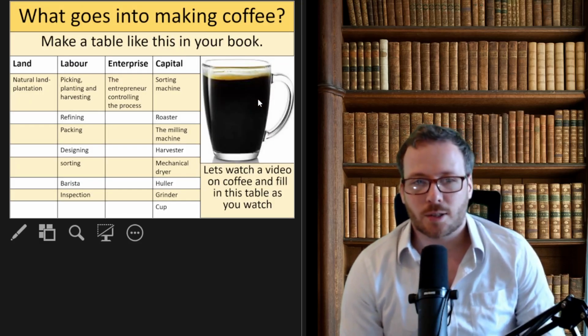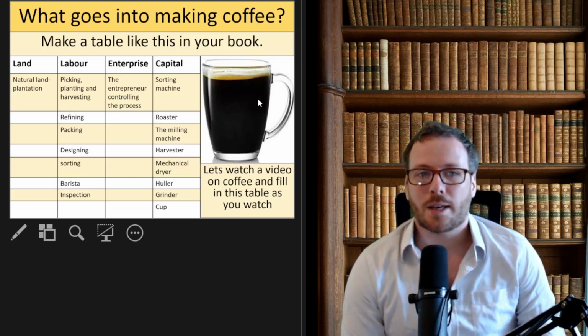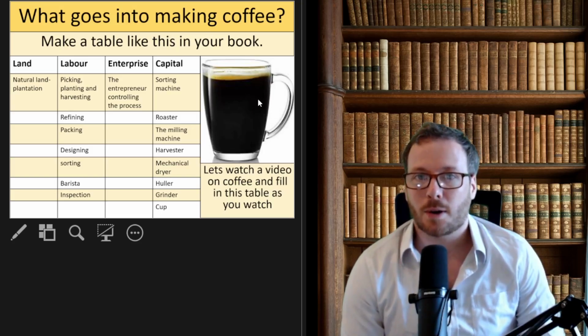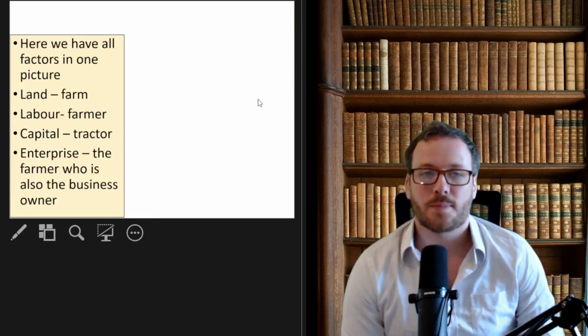So enterprise, you can see that box is very small because that will be the individual business owner, not the accountant, not the lawyer, not the doctor, the person that actually owns and runs the business. One student asked me, can the person that runs the business be part of labor? And the answer is yes, they can work for their own organization.